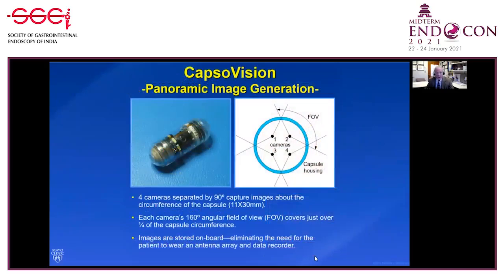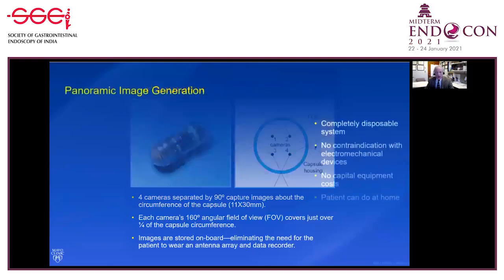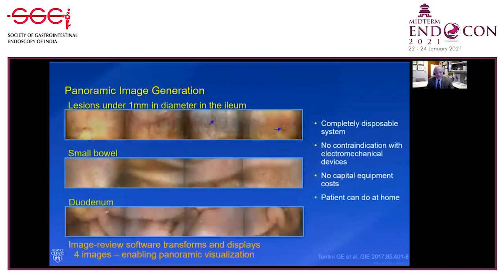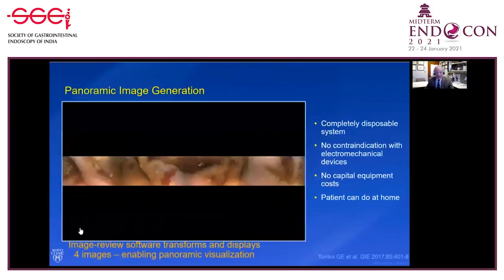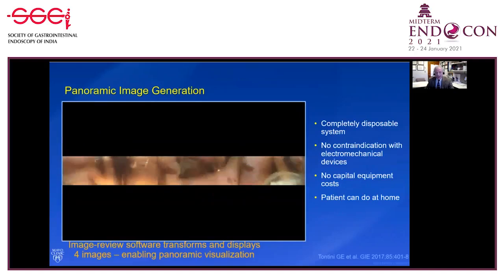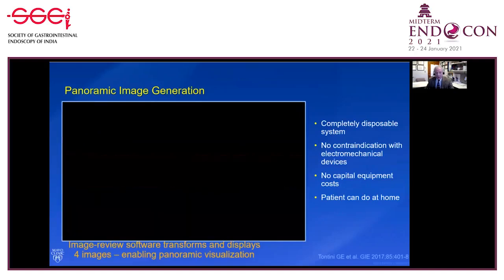And then I mentioned, and I think many of you are aware of the CapsoVision technology, which has 4 cameras separated by 90 degrees to capture images. And this is able to really work nicely for taking images. And you can see that it's a completely different look from standard capsule endoscopy. And this just gives you an idea of what it might look like as the capsule streams through the small bowel. But the nice thing is that this is completely disposable and no capital equipment costs, and it can be done at home.